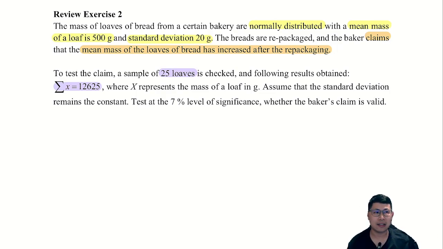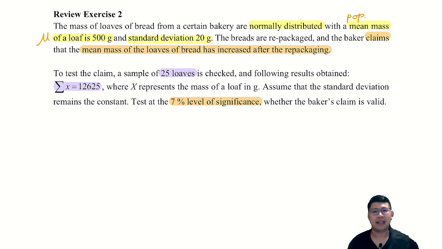So let us take a look at the quantities again. The mass of loaves of bread from a certain bakery is normally distributed. Based on our knowledge from the sampling chapter, there is no need for us to use the central limit theorem. The mean mass of a loaf is 500 grams. This statement tells us that in general the mass of loaves is around 500 grams, so this quantity is a population mean, and this population mean is mu.